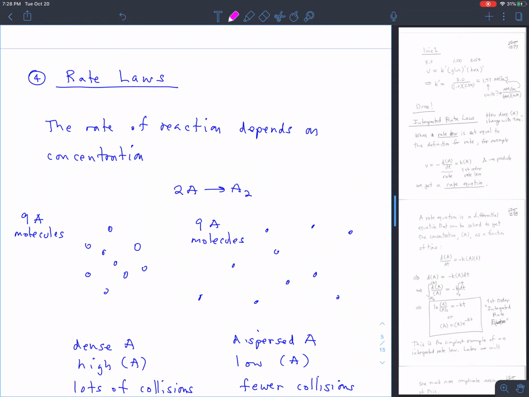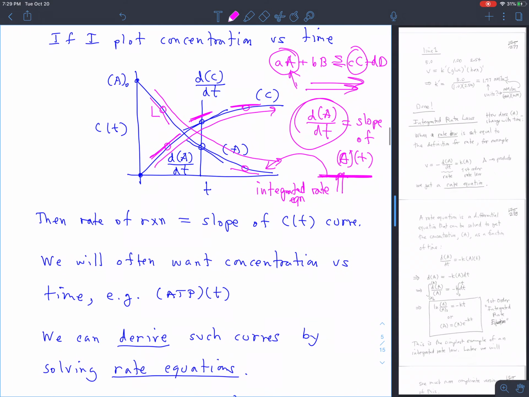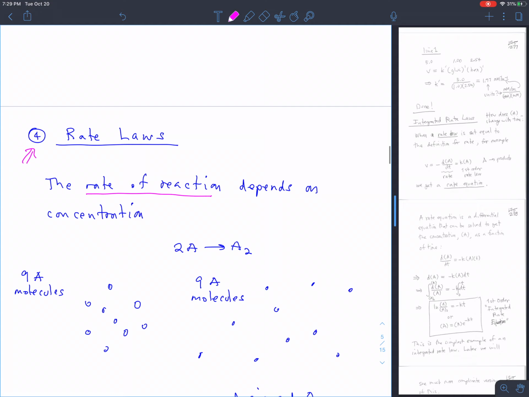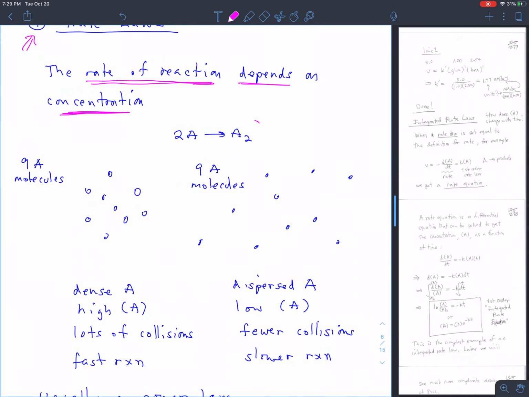Next part, topic number 4 among the basics here, is this. We just said the rate of reaction is the slope as the concentration is changing with time. But intuitively, the rate of reaction should also depend on how concentrated the reactants are. For example, if I have this reaction, 2A goes to A2, presumably what this means is that 2 A molecules were originally free or loose, and they collide with each other, bump into each other, and as a result of that, they get bound, and now you've got an A2 molecule.